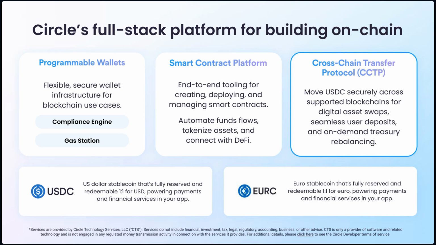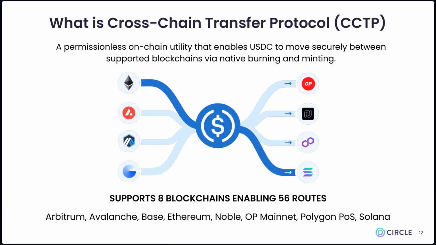So last but not least, here on the far right, we have the Cross-Chain Transfer Protocol, otherwise known as CCTP. It is a permissionless on-chain utility that enables USDC to securely move around the various chains, right? Right now, we support 8 chains. You can see the symbols. If you guys are unfamiliar, they are Ethereum, Avalanche, Arbitrum, Base, and on the right, we have OP Mainnet, Noble, Polygon, Solana. So we have a bunch of them.